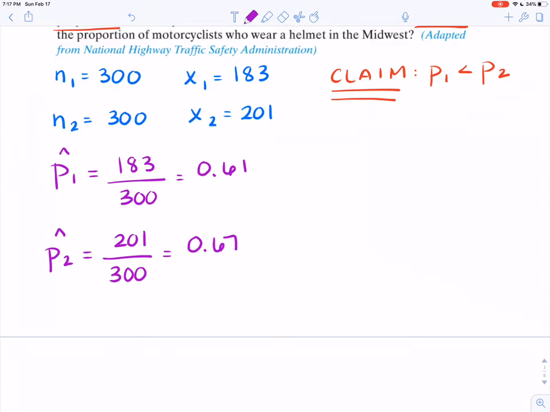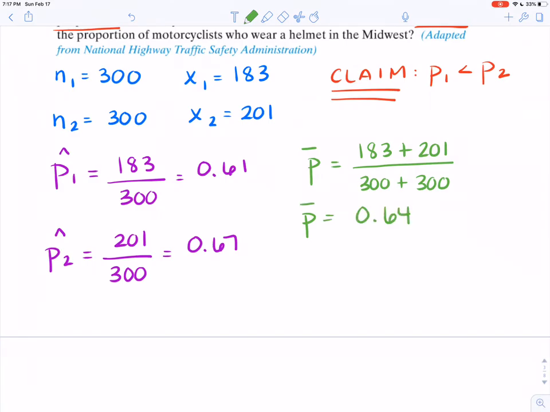Now, to run this test, we are going to need to calculate a new value, and this is going to be that weighted value for the proportion, p-bar, and it is calculated by taking the number of successes in each group, adding those together, and then doing the same thing with their sample sizes as well. So x1 plus x2 divided by n1 plus n2. When I evaluate here, I'm going to get a weighted value of 0.64, about 64%, and I'm going to use that to calculate q-bar.